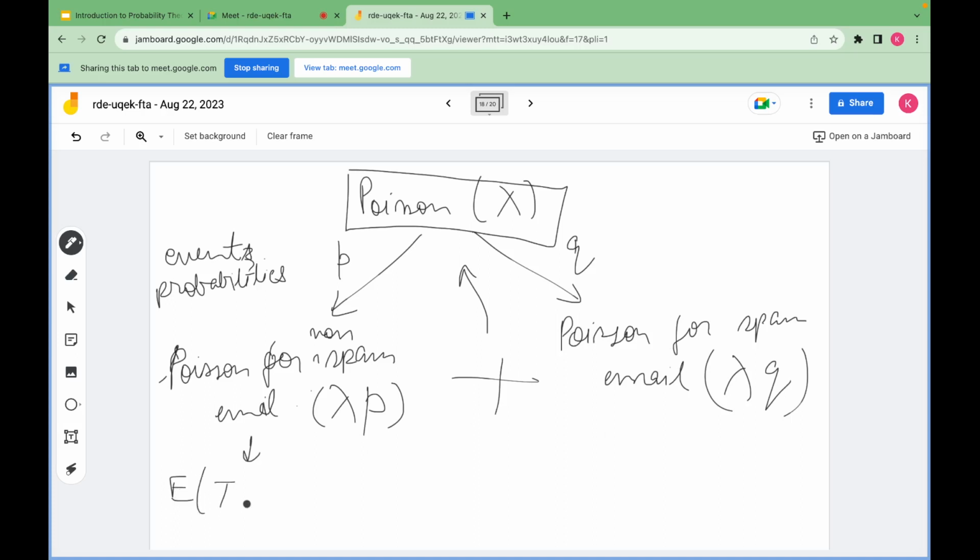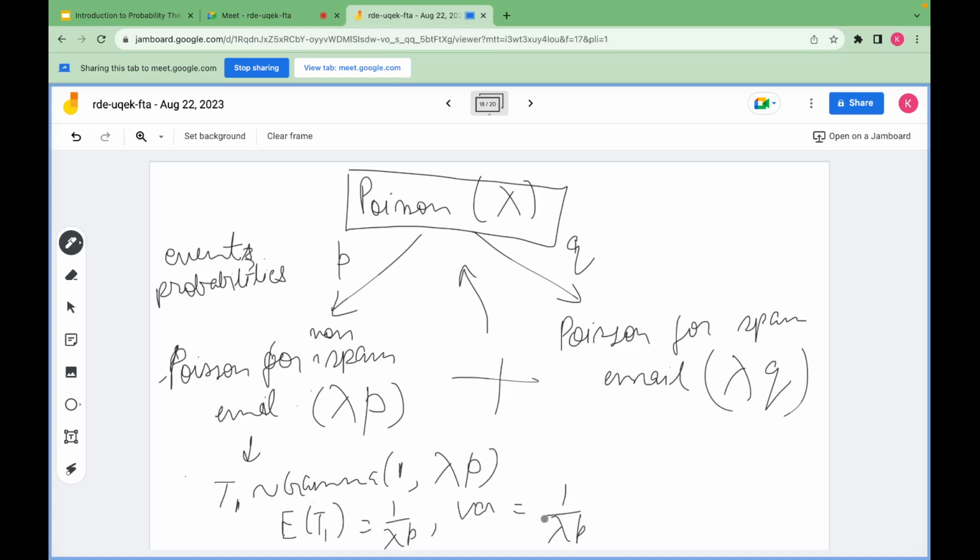Okay, and now we wanted to know the expectation of arrival of the first non-spam email, and we know that arrivals of a Poisson process follow a gamma distribution. So this T1 is gamma distributed with parameters 1 comma lambda p. So the expectation of T1 is 1 upon lambda p and the variance is 1 upon lambda p square.